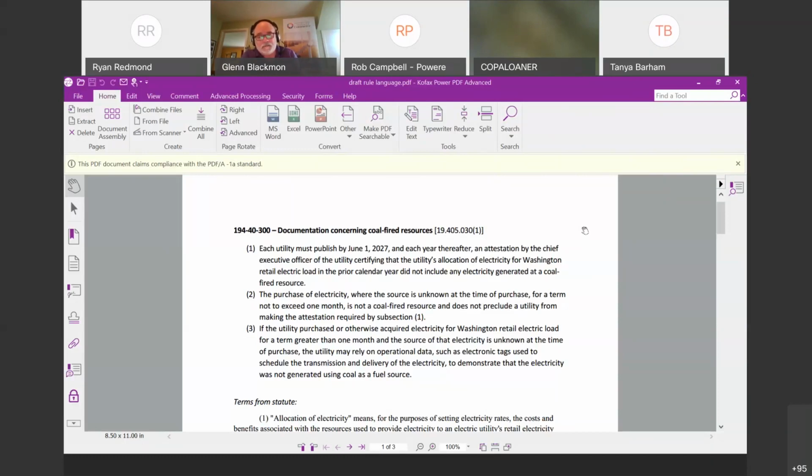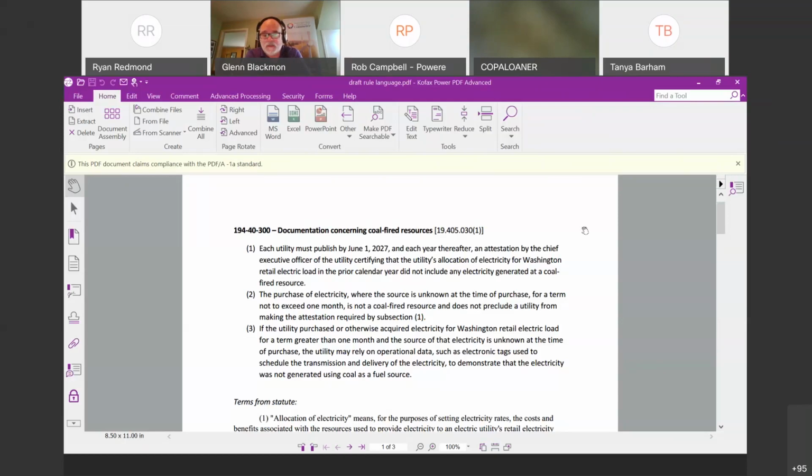And then that gets us to what I think is the thornier part of this issue, and that has to do with contracts that aren't covered by that exception and are not known to be from a coal-fired resource. So these would be, again, unspecified source contracts or purchases, and they're for a duration of more than 1 month. And as we understand the statute and the definition, those are not covered by the 1 month exception.